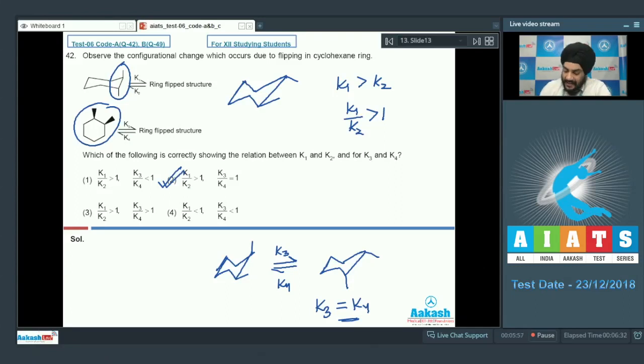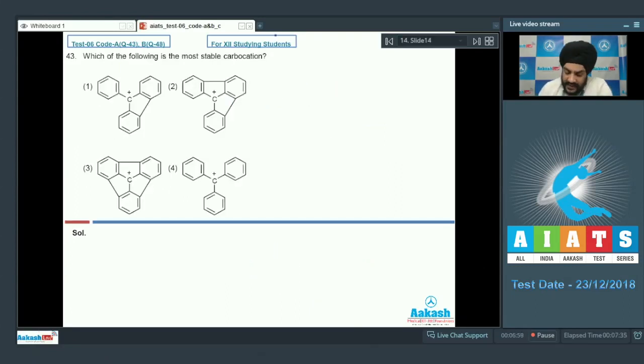Let us look at question number 43 now. Which of the following is the most stable carbocation? So students, we have been given triphenyl carbocation derivatives which are differentiated by the bonds connecting the rings.